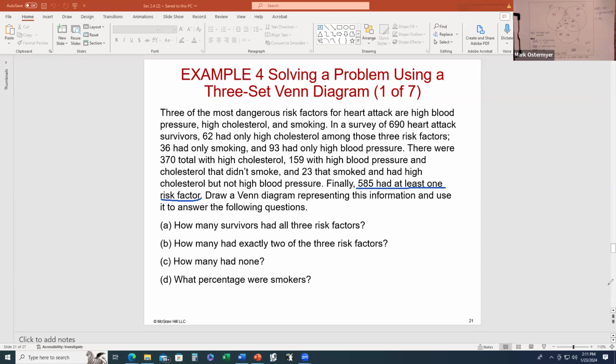Is that saying you could only have one risk factor? No. At least one means you could have only one, but you could also have two risk factors, or you could have all three risk factors. Do you agree? At least one means one or more, all right? So this is how I dealt with this 585. Watch how I deal with it.